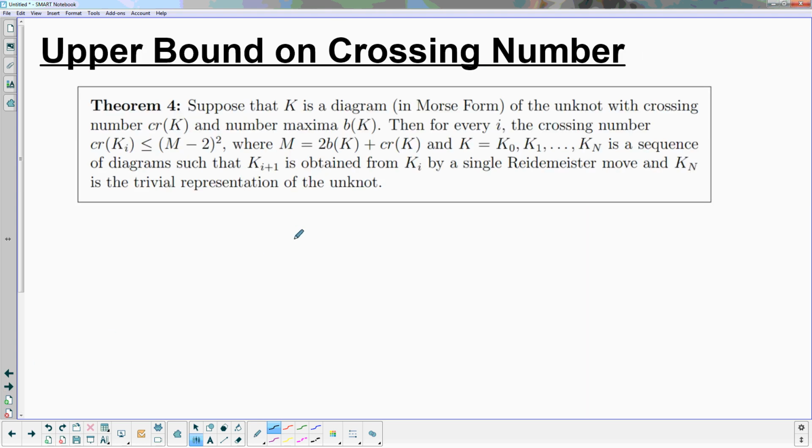One of the big theorems that this paper covers is an upper bound on the crossing number.